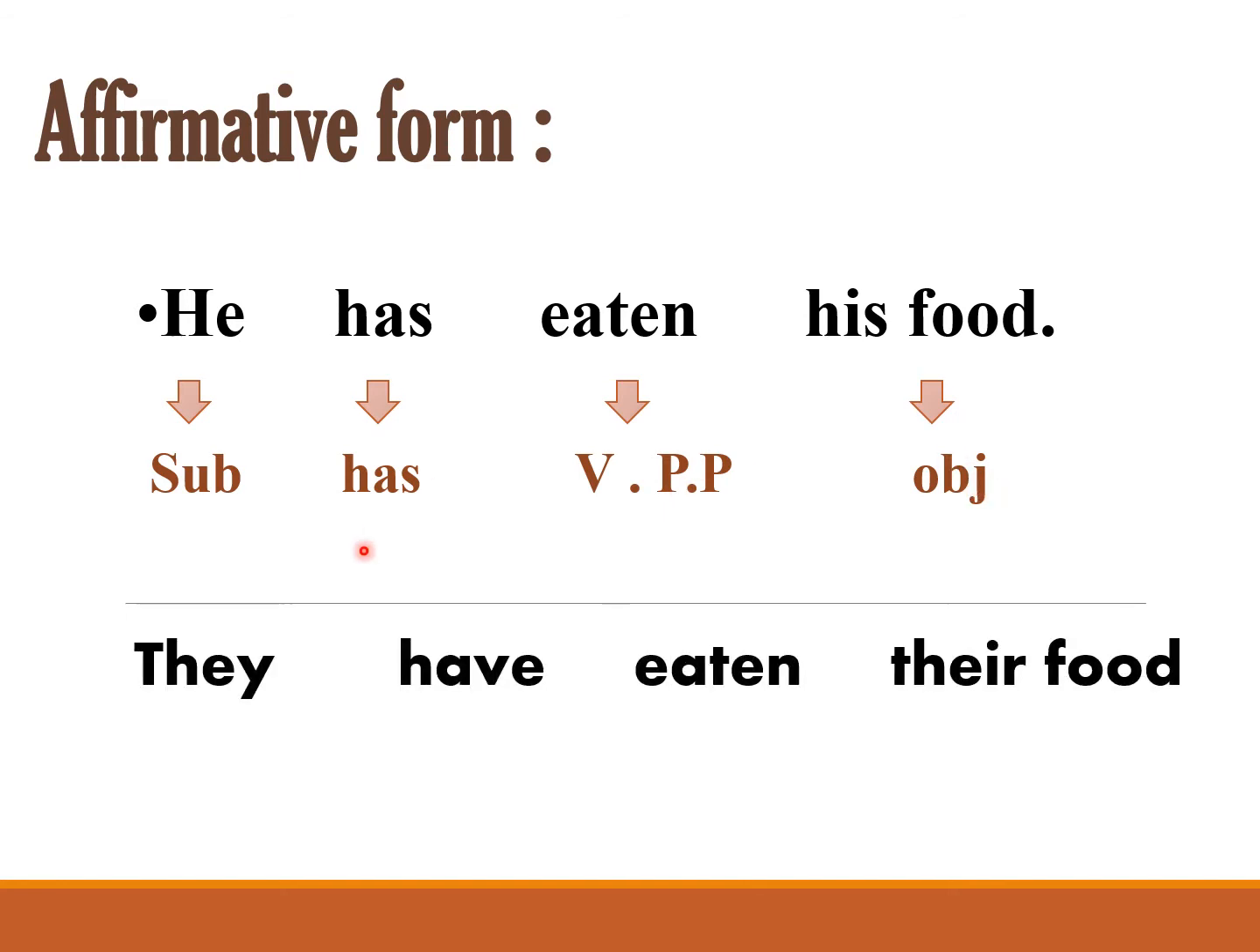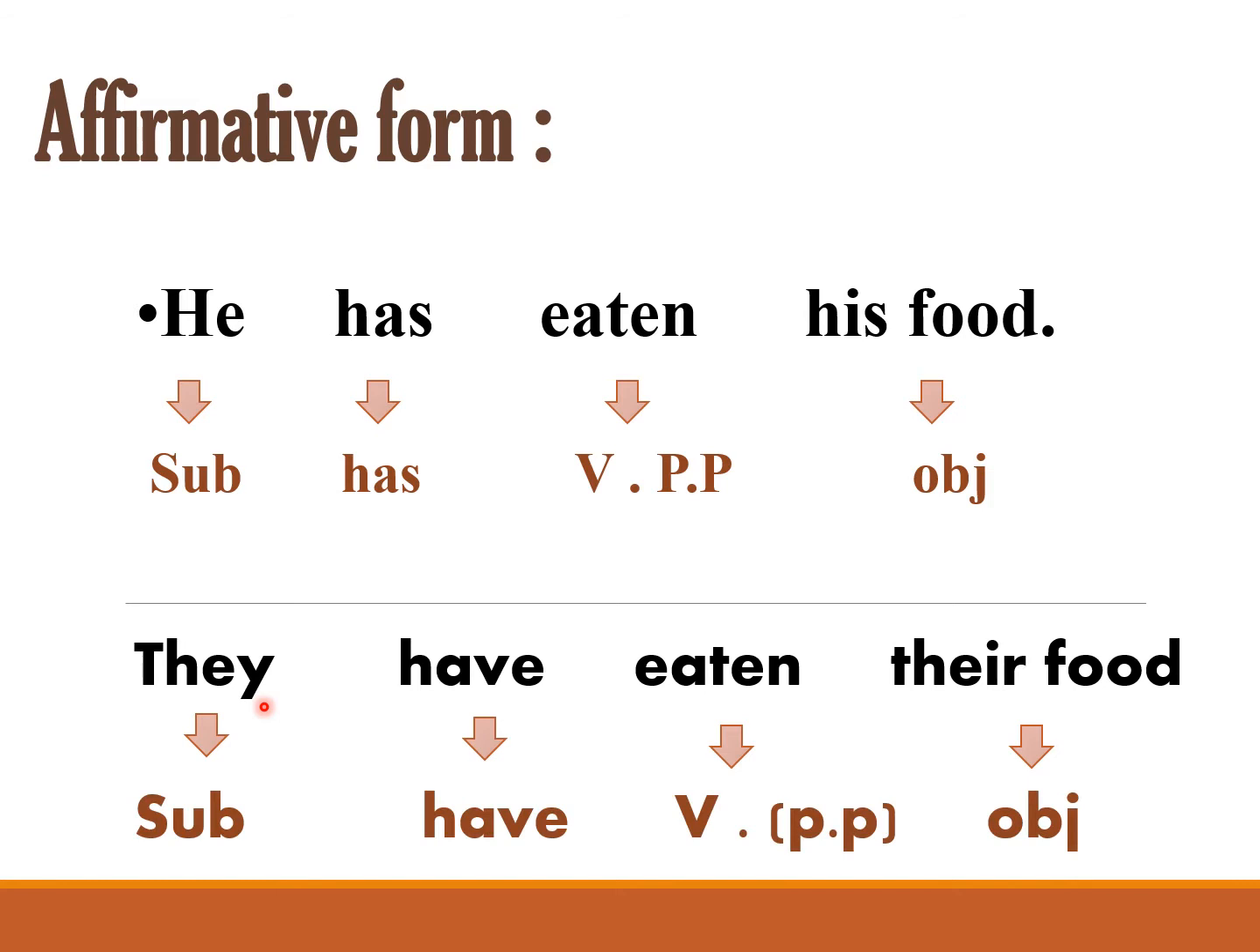Look at the second example. They have eaten their food. Here we use have. Why? Excellent, because we have the plural pronoun and this is they. They is the subject, or the plural subject, have, verb past participle and complement. So in present perfect we use have or has. This is depending on the subject. After them we use verb past participle.